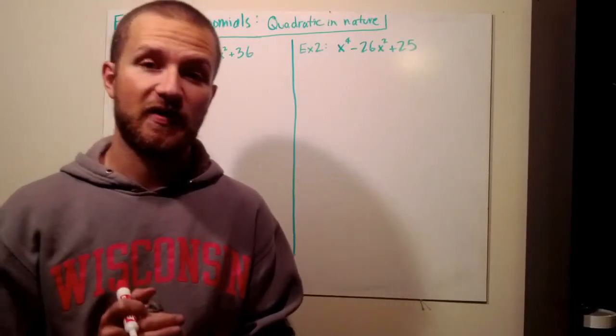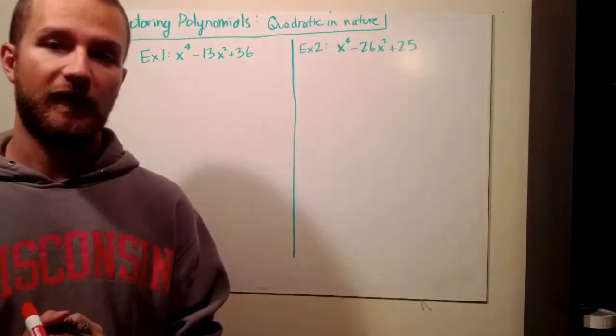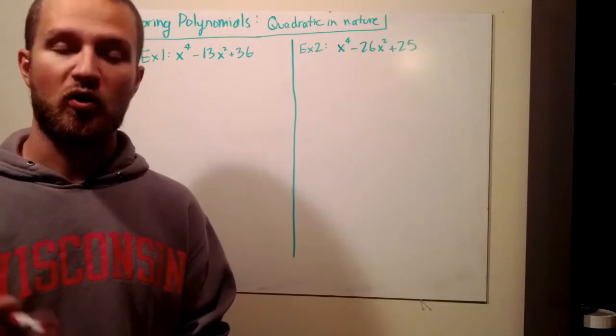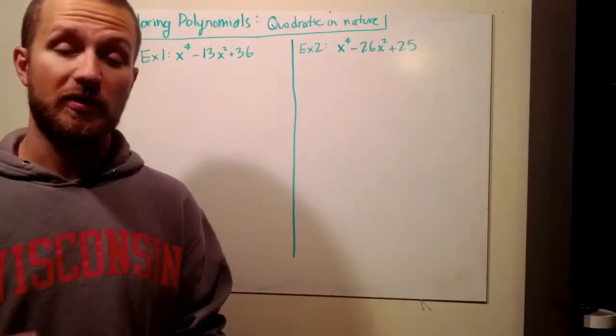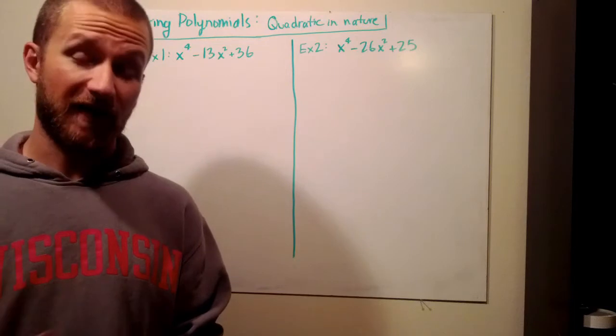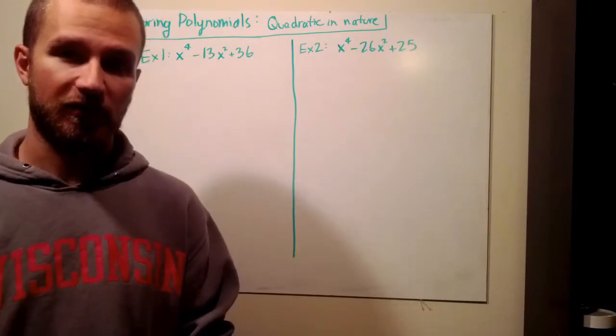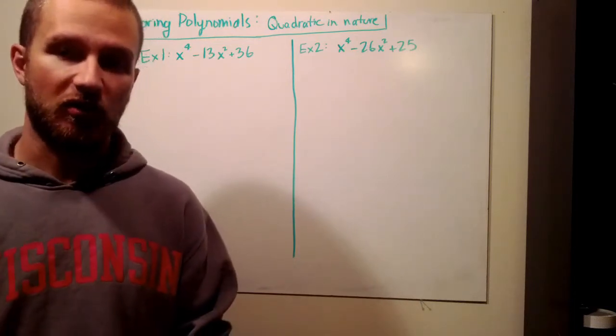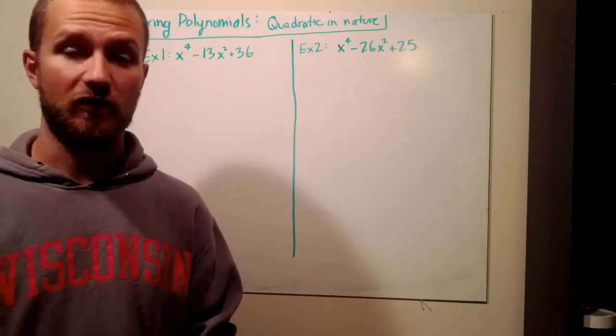Hi, in this video I'm going to teach you another method of factoring polynomials. This is one that we call quadratic in nature. Now what we mean by quadratic nature is that they factor almost exactly like a quadratic does. So as a refresher, a quadratic is a polynomial of degree 2.